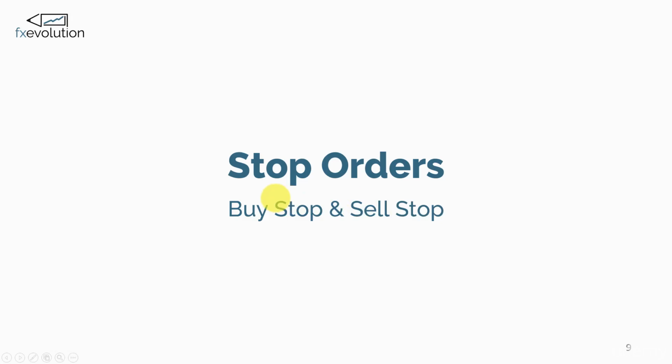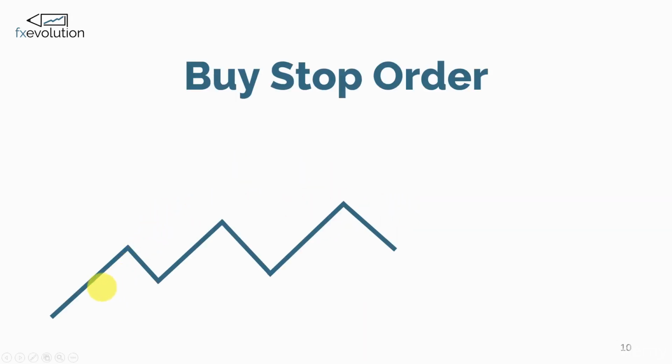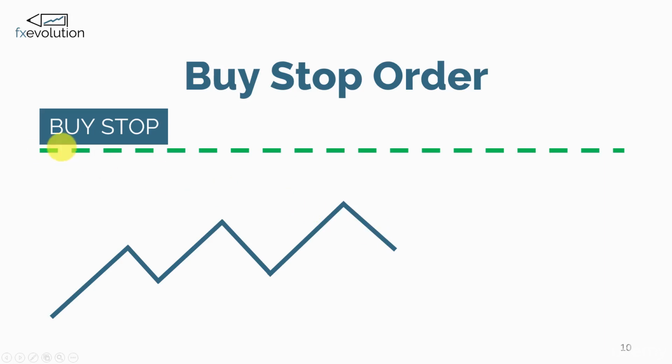So let's now take a look at stop orders and how they differ from limit orders and market orders. Buy stops and sell stops. Here we have the same example of an upward trending market. If we wanted to buy into the market at a higher point because it broke a critical zone, we couldn't do so with a market order or a limit order. We could, however, use a buy stop order to do this.